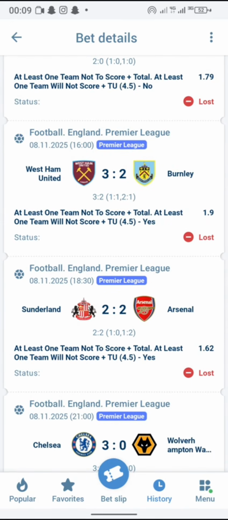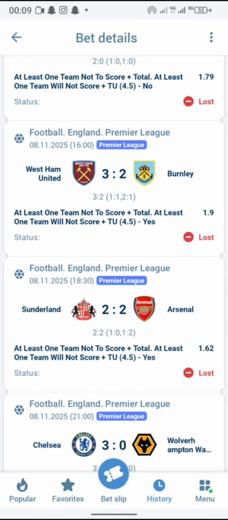For the next game, I selected at least one team not to score plus total under 4.5. Yes, this is under the yes option. As I said, under the yes option, if both teams score, we have lost it already.